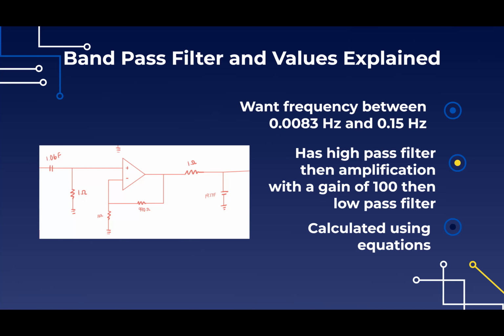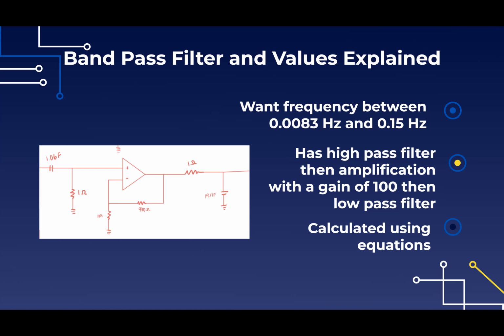For the leftmost and rightmost resistor and capacitor values, the equation 1 over 2 pi RC was used and set equal to 0.0083 and 0.15 respectively. The left side is a high-pass filter, so the resistor was set at a constant 1 ohm, and then the capacitor value was found to be 1.06 farads. The same process was used for the right side, and the capacitor was found to be 19.17 farads.